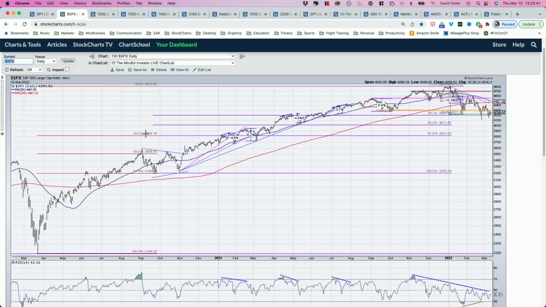One of those being a confluence of support. So that would be a 61.8% retracement of September 2020 to January 2022. It would also be a 38.2% retracement of March 2020 to January 2021. You can see they both line up right around here, right at 3,800 and change.